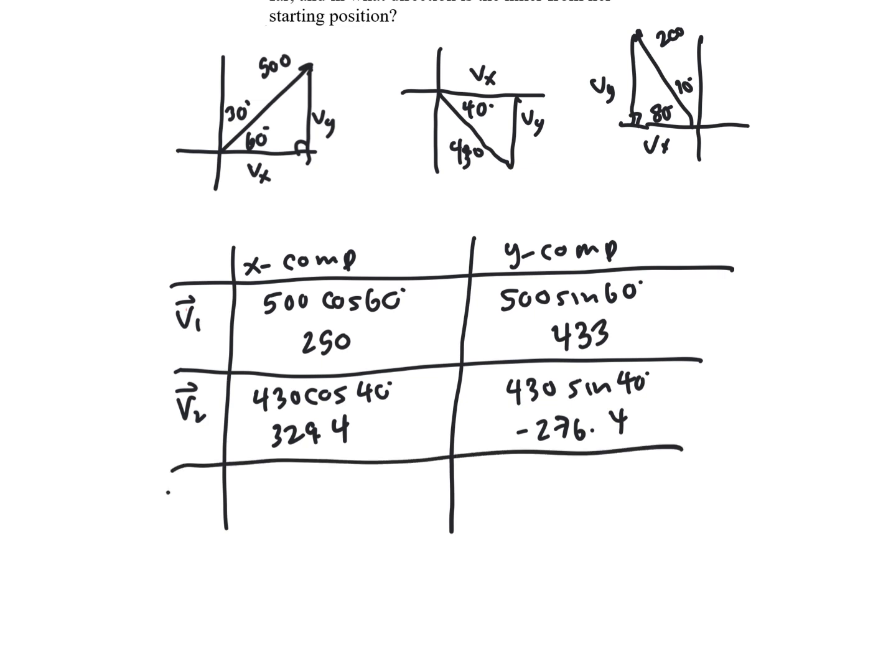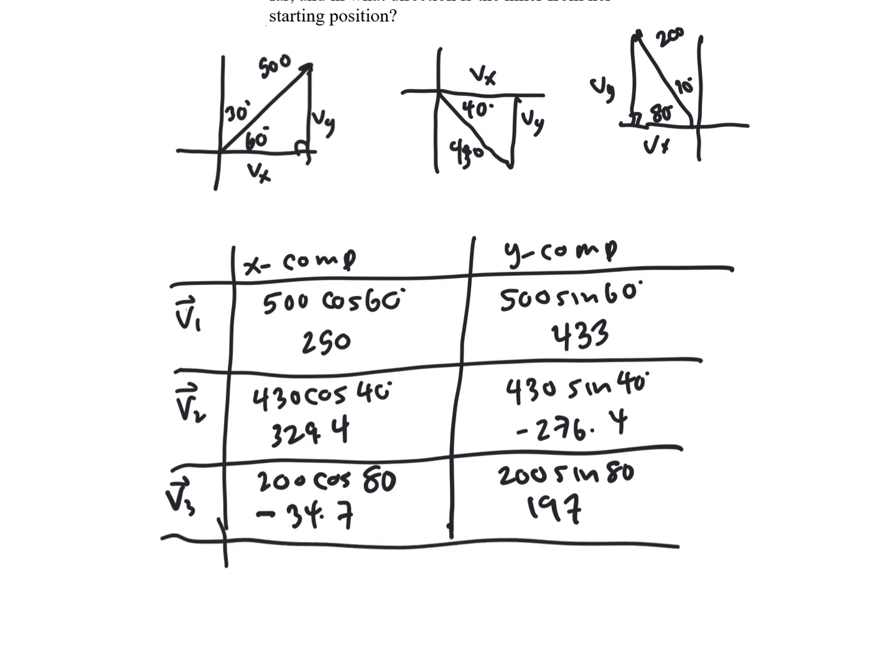And then the third leg of the trip, 200 meters at an angle of 80. We're going left, so negative, and we're going up, so positive. So those are our 3 legs, and then we're just going to total it up to find our resultant. So total works out to be 544 and 353.